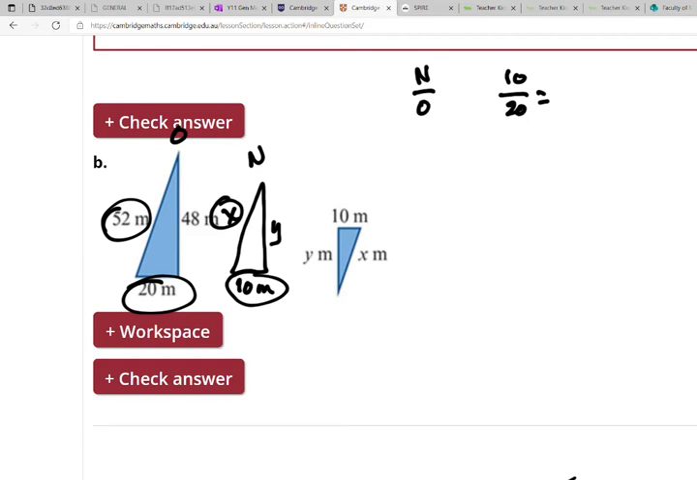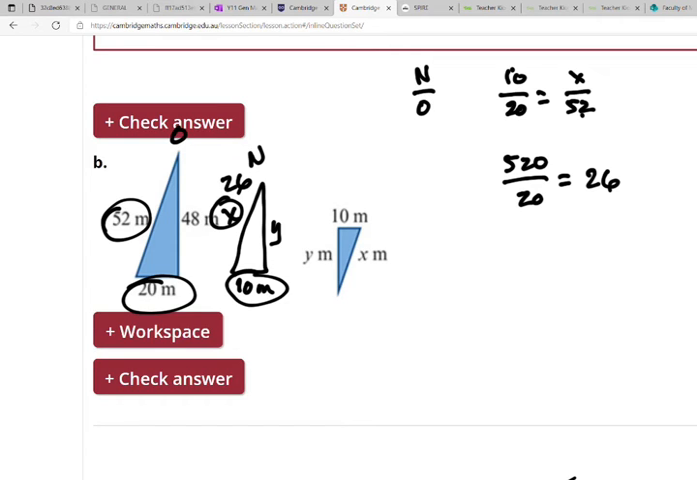these two corresponding sides. So X over 52. Remember setting up a proportion. 10 times 52 is 520, and 520 divided by 20, it's going to give me what? 26. So that side is 26 long.